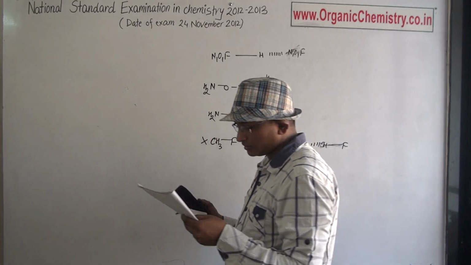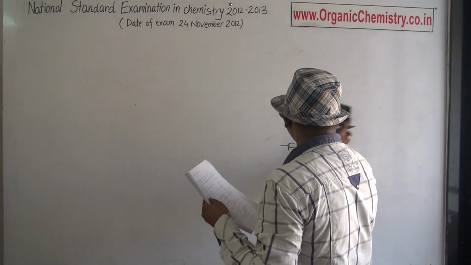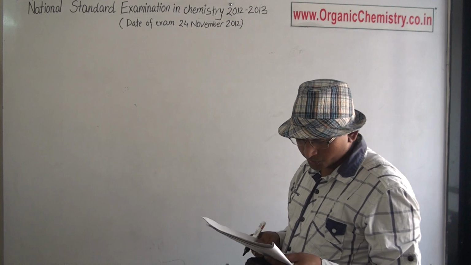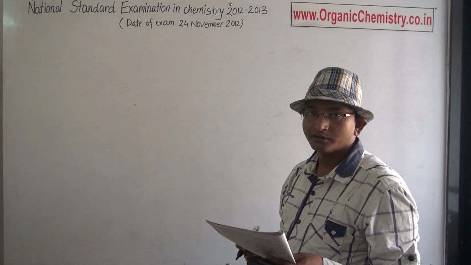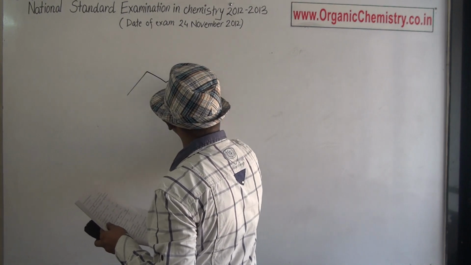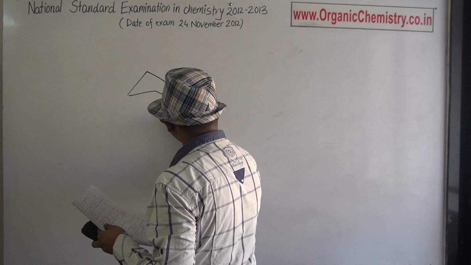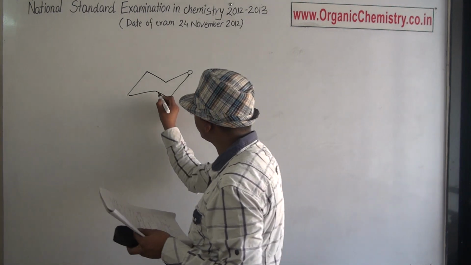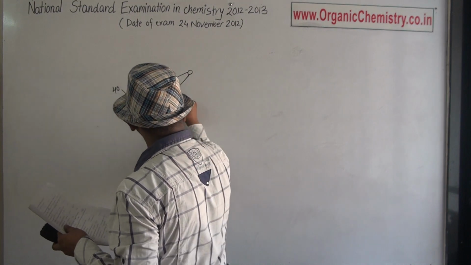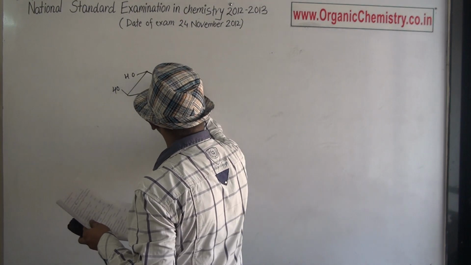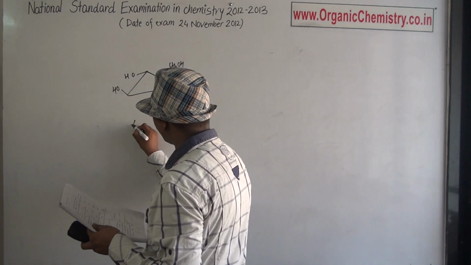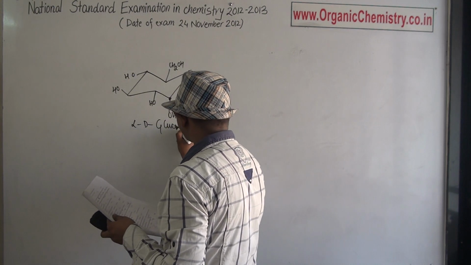Next question is again on biomolecules, that is carbohydrates. They have given the structure. They have given the names alpha D glucose and beta D glucose. First, make the structure of alpha D glucose and beta D glucose. If OH is present on the hemiacetal linkage on the downside, it is called alpha D glucose.